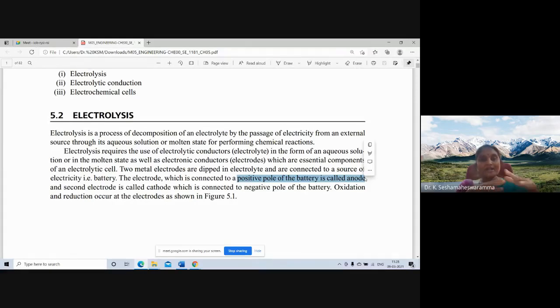Negative pole of the battery is called cathode. It attracts cations, it having negative charge. At cathode, reduction takes place.